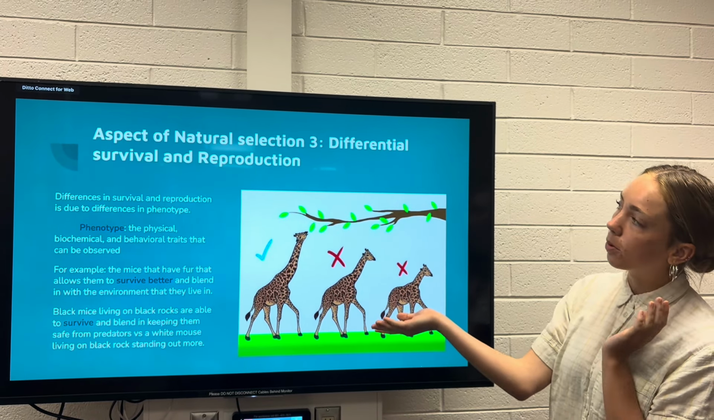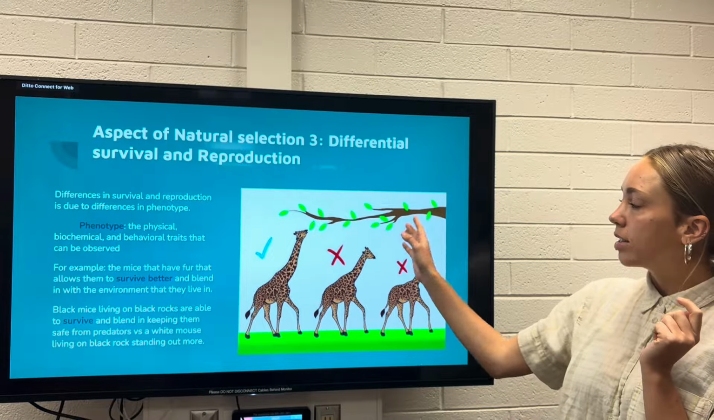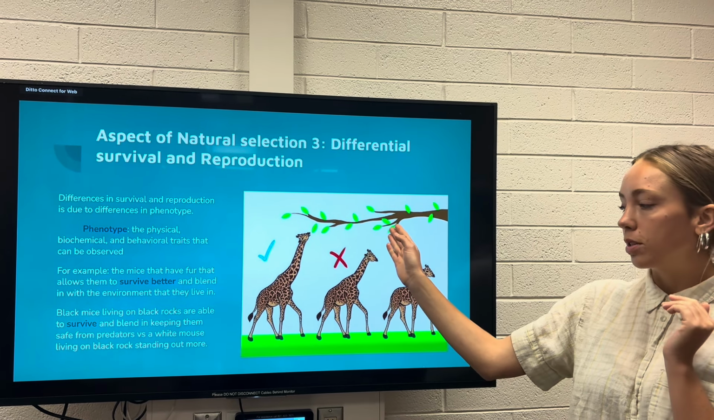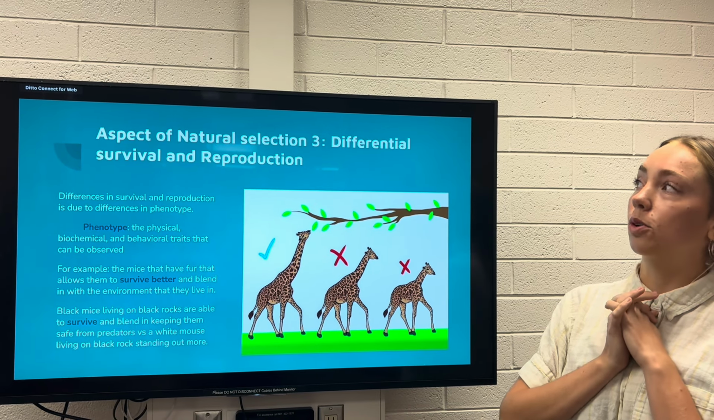Or for example, these giraffes: the trees are higher, so the giraffes with the longer necks are going to be able to reach the trees better than the ones with the shorter necks.